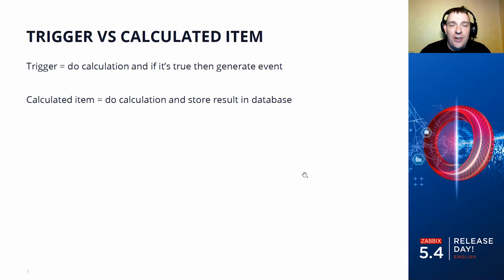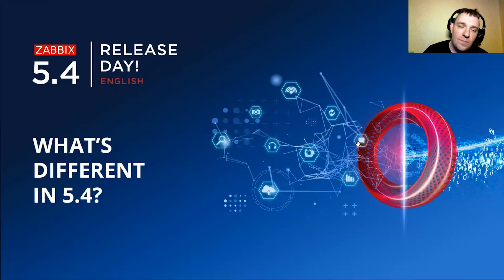Let's recap a little bit what a trigger is and what a calculated item is. A trigger is logic where we calculate some mathematical formula. If it is true, it will generate an event, a so-called problem. At the same time, a calculated item is also doing some calculation, but at the end it will store a value inside the database. This value will be either an integer or a floating number. So both of these are doing calculation, but the syntax was different before 5.4. Now it's the same.